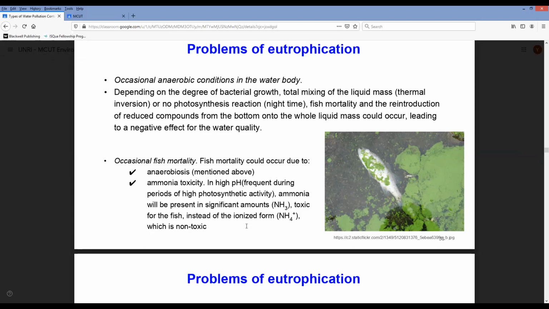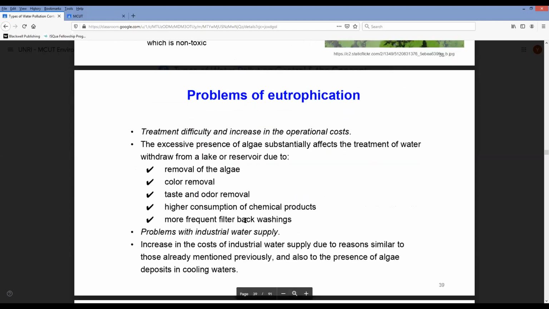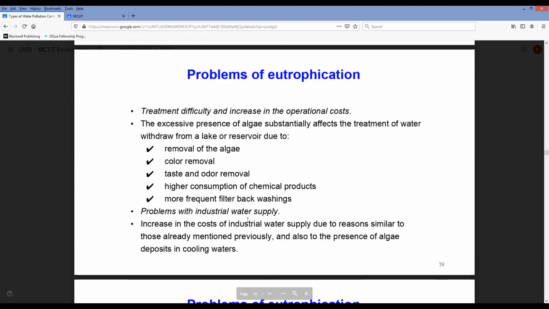Okay, so in a high pH value, frequently during the period of high photosynthesis, the ammonia will be present in a significant amount. This is toxic to the fish, instead of the ionized form of ammonium, which is non-toxic. And then the increase in the operational cost.